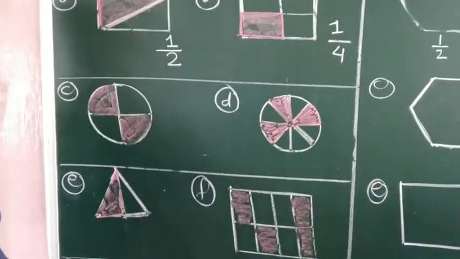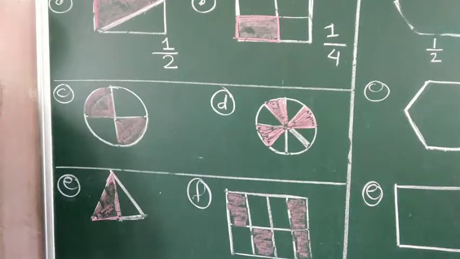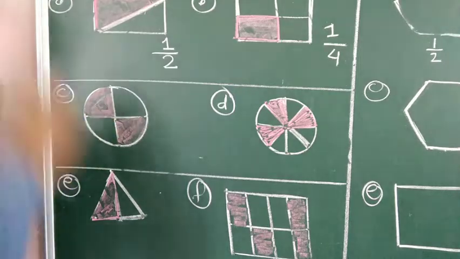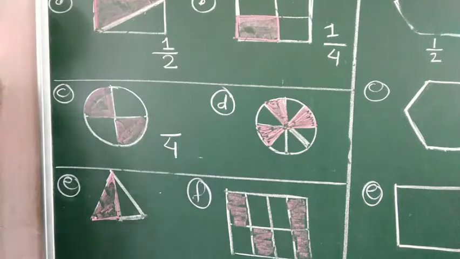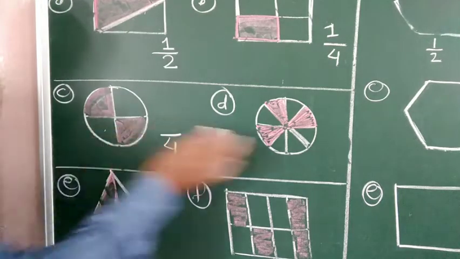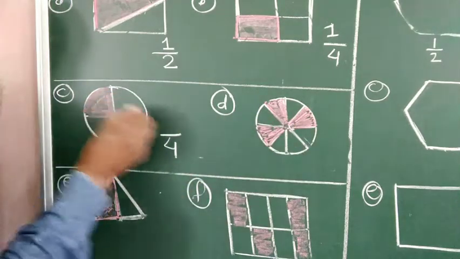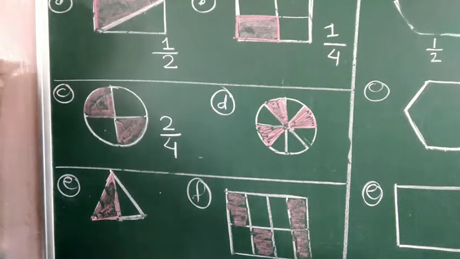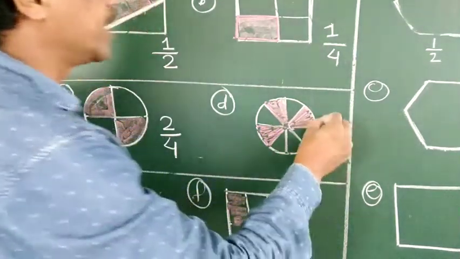Now, number C. See, this is a circular shape. And now you see how many parts are there, beta? It is 1, 2, 3, 4 parts. The total number of parts is 4. These are 4 equal parts. And out of these 4 equal parts, how many parts are colored here now? This one and these two parts are colored. So you can write here 2 by 4.